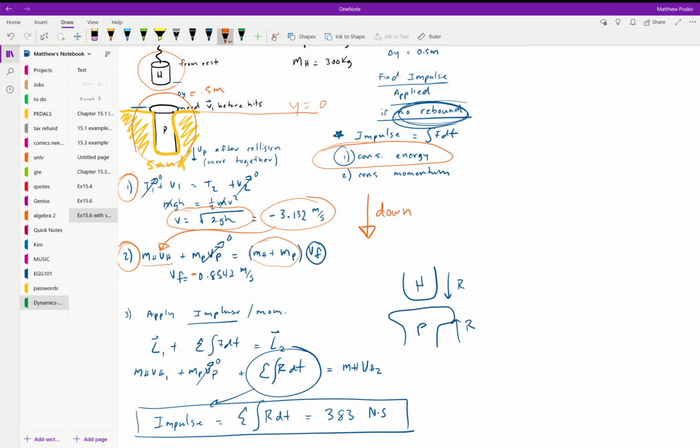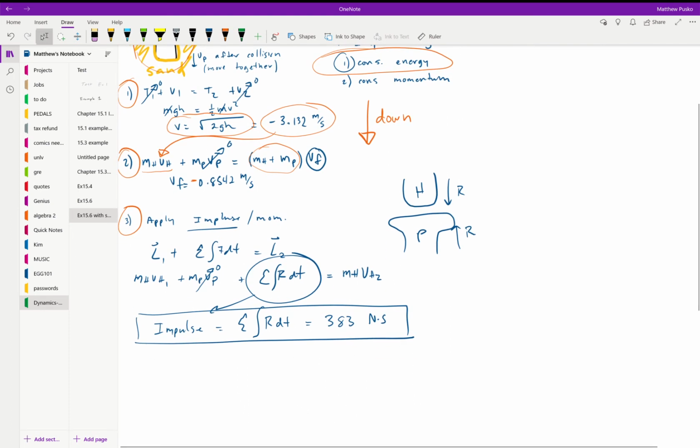Next we can find the impulse like they asked. So I'm going to go ahead and say impulse momentum theory should be applied. Let's say the impulse on, you can do this on the hammer or the pile. I'm going to choose to do it on the hammer. The momentum of the hammer plus the impulse applied is equal to its final momentum.